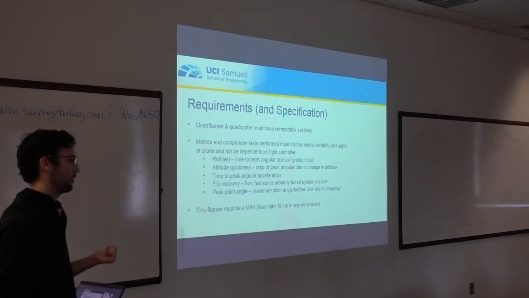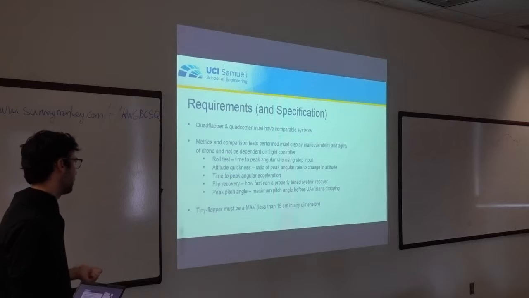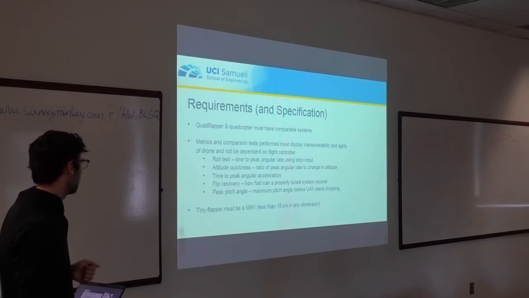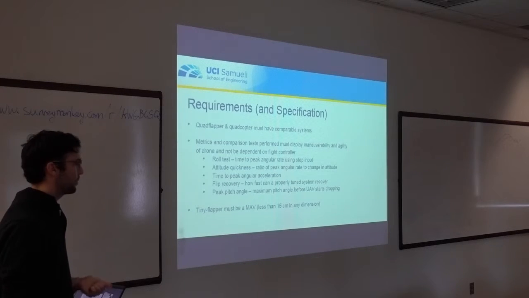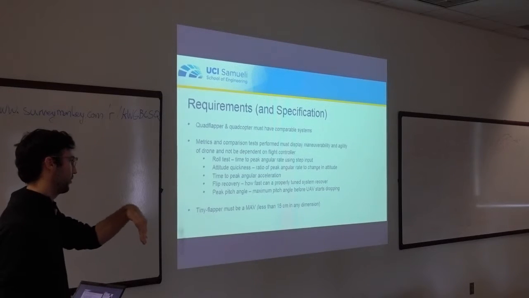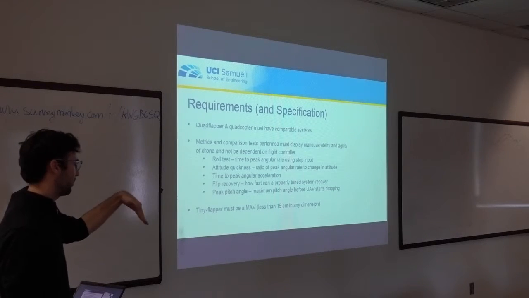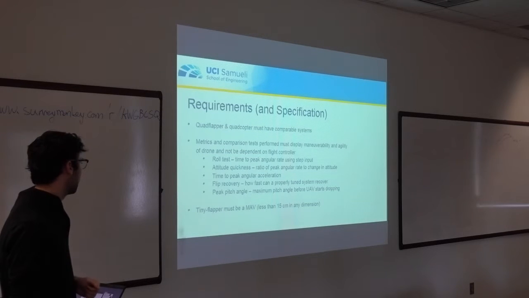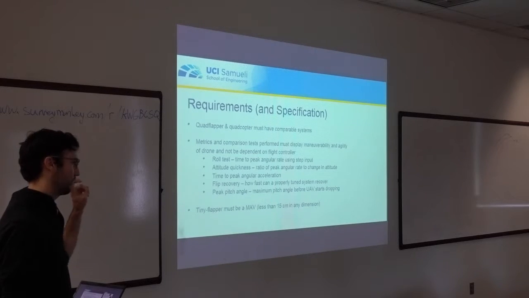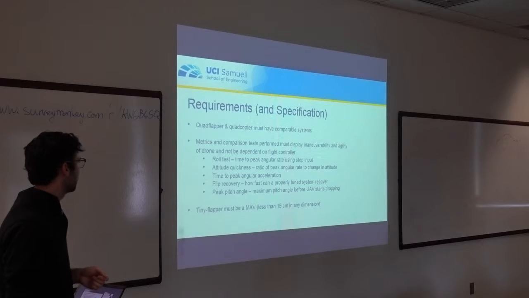So one of the tests that we came up with was the roll test, which is the time to peak angular rate using a step input, attitude quickness, which is the ratio of peak angular rate to change in attitude, which is just the direction vector. The time to peak angular acceleration, flip recovery, how fast can a properly tuned system recover, and peak pitch angle, meaning the maximum pitch angle that the UAV can achieve before it starts dropping. And then our tiny flapper, our micro air vehicle must be less than 15 centimeters.